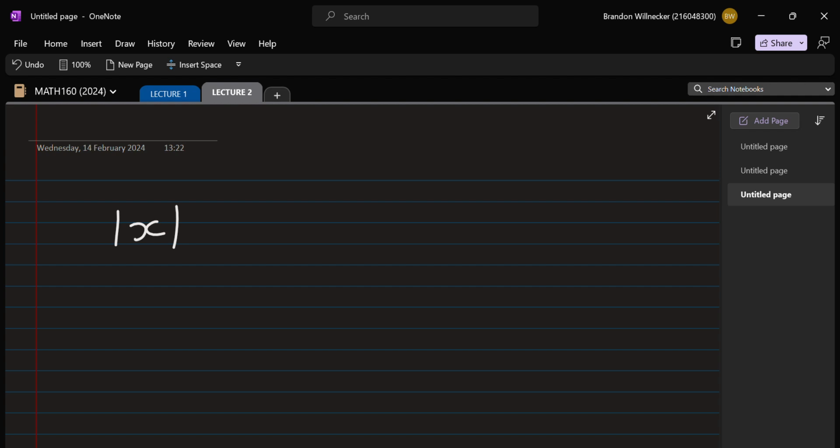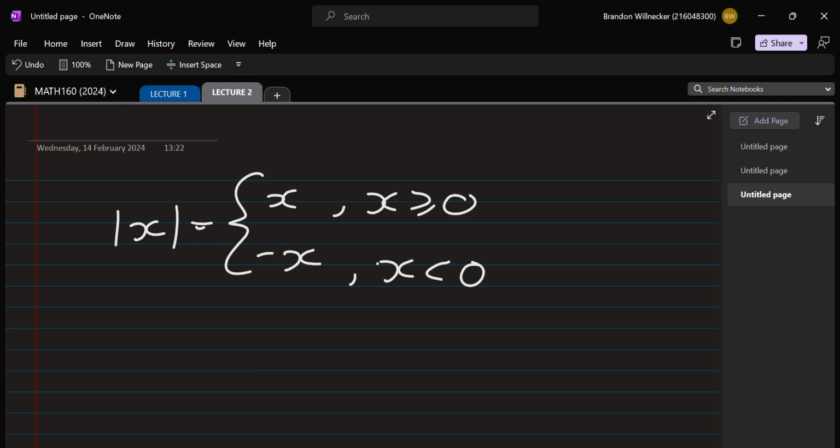So we can define this as a piecewise function as x, if x is greater than or equal to 0, minus x if x is less than 0. Has anyone seen this before? Has anyone seen absolute value before? One person there. Cool.